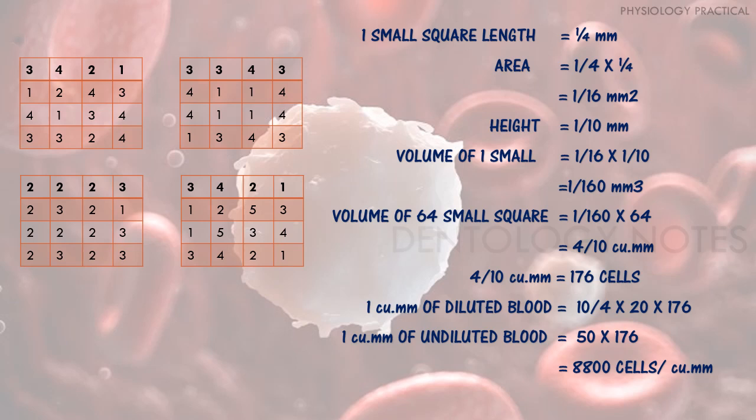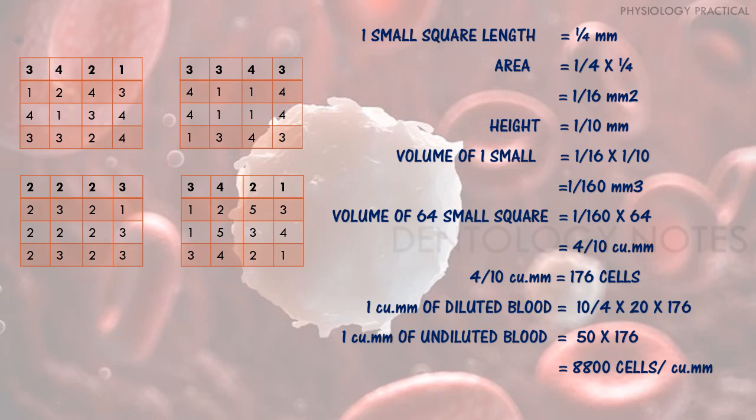Calculation: 1 small square length equals 1 by 4 mm. Area equals 1 by 4 multiplied by 1 by 4, equals 1 by 16 mm square. Height equals 1 by 10 mm. Volume of 1 small square equals 1 by 16 multiplied by 1 by 10, equals 1 by 160 mm cube.